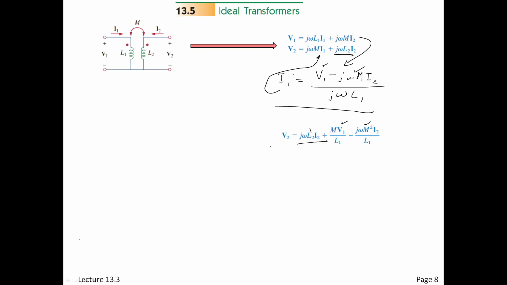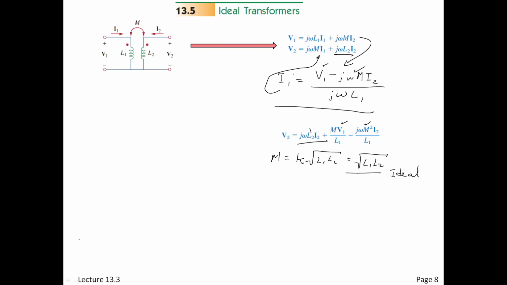Okay, and if we now go, we know that M is equal to what? K times the square root of L1 L2. But for k equals 1, this is the square root of L1 L2. So that's the first invocation here of something that's ideal.